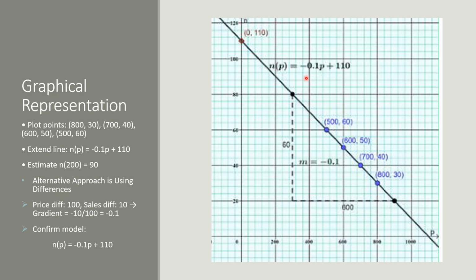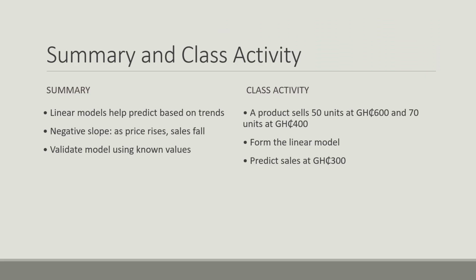If the gradient is positive, then the line will be rising from the left to the right. If it is negative, then the line will be falling from the left to the right. You can also see the alternative approach that we used here. We find the price difference, and the difference in the sales is 10, so the gradient is negative 10 out of 100, which is equal to negative 0.1 because it is reducing. Good. Let's move to the summary and class activity.